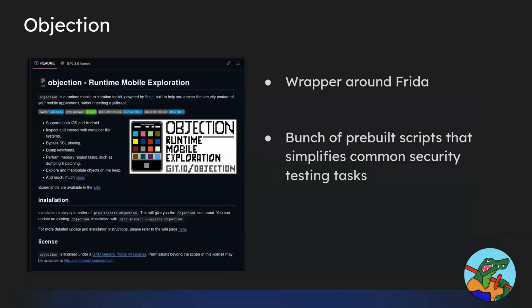And that thing is called objection. It's basically just a wrapper around Frida, and it has a lot of tools that simplify common tasks. SSL pinning is the big one, which is what we're trying to achieve. But you can also dump keychains and stuff. You can inspect containers, and it just makes using Frida a lot easier if you don't need any of this extra functionality and you just want to use these pre-built scripts to do the things you want to do and you don't want to write them yourself. Okay.